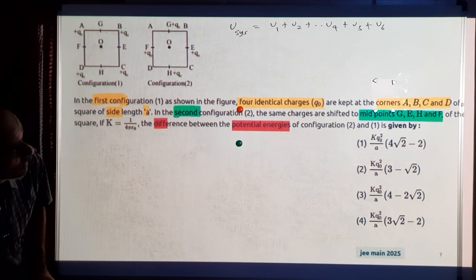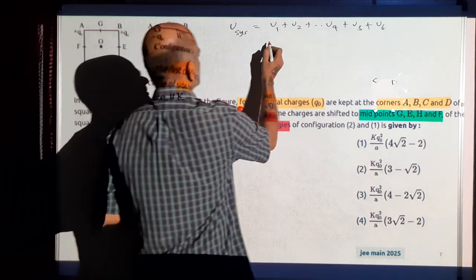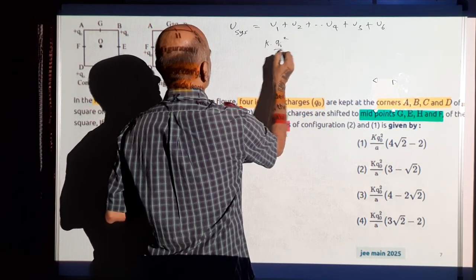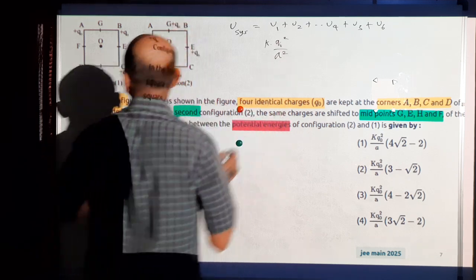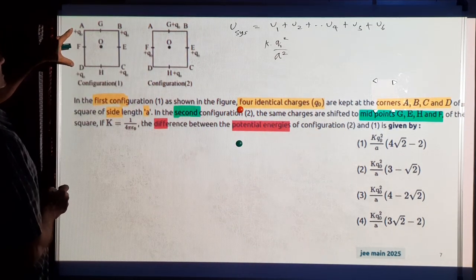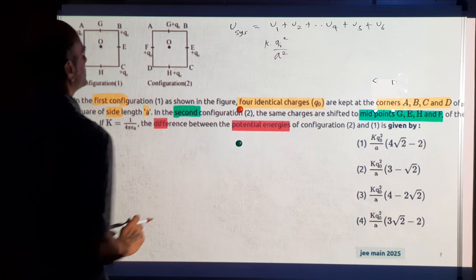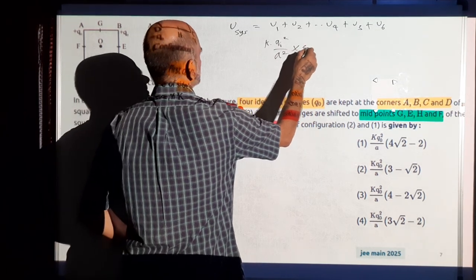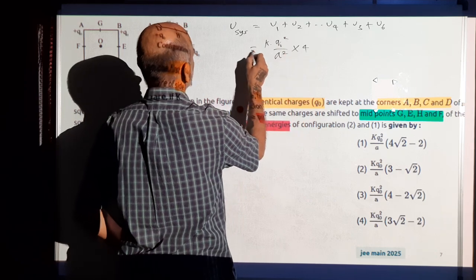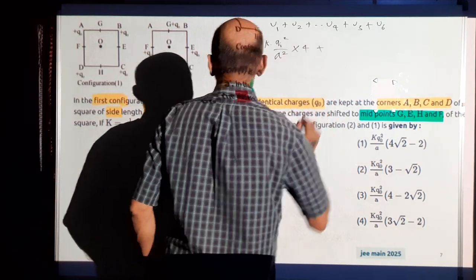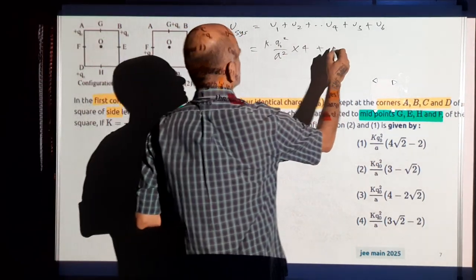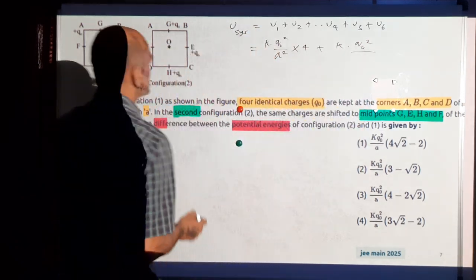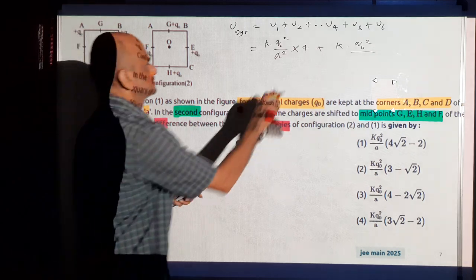The value is the same because U is K into the product of the charges, which is Q0 square, by the distance, which is the side. Between this and this, this is the value of the interaction. So all 4 are the same. So this into 4 times. This is U1 plus U2, U3 up to U4. And U5 and U6 are the same. The interaction energy is K into Q0 square, but the distance is not distance square, it is distance.